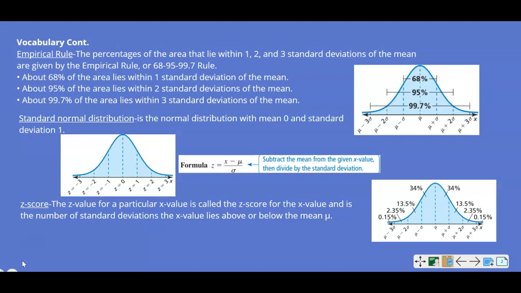Next, we have the empirical rule. The percentages of the area that lie within 1, 2, and 3 standard deviations of the mean are given by the empirical rule, or the 68, 95, and 99.7 rule. About 68% of the area lies within 1 standard deviation of the mean. About 95% of the area lies within 2 standard deviations of the mean, and about 99.7% of the area lies within 3 standard deviations of the mean. Anything else, that extra 0.3%, would be just considered outliers.